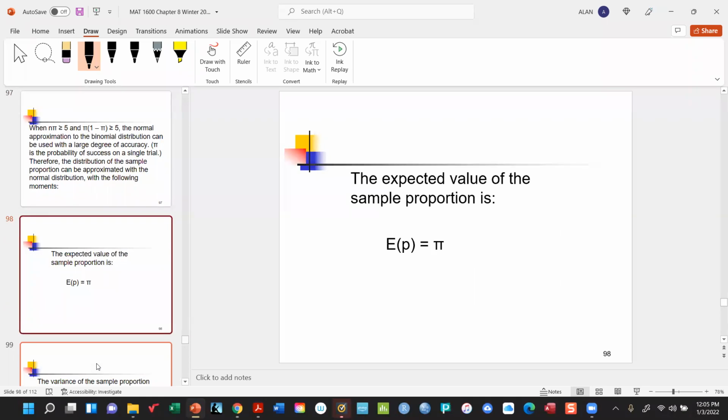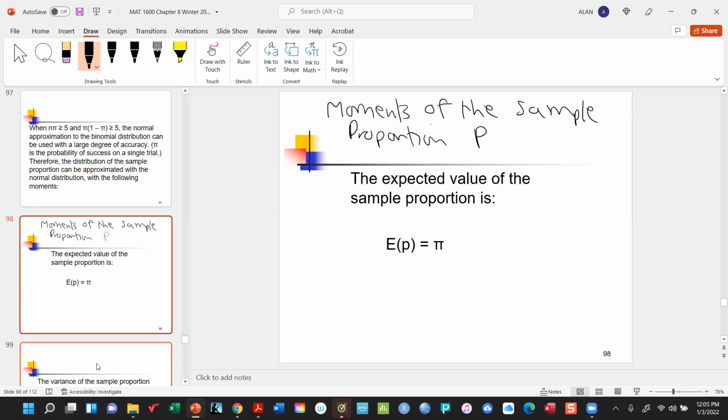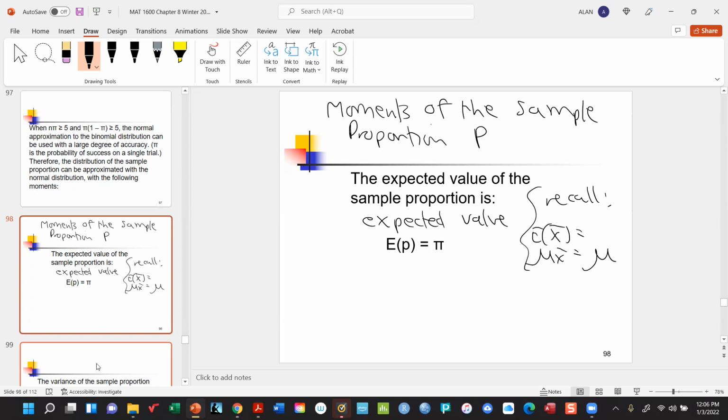The sample proportion has its own moments. What are the moments? Let me just write this in here. Moments of the sample proportion, P. Well, the expected value. Now remember, with the mean, let's throw this over here. The expected value of P is the population value pi.